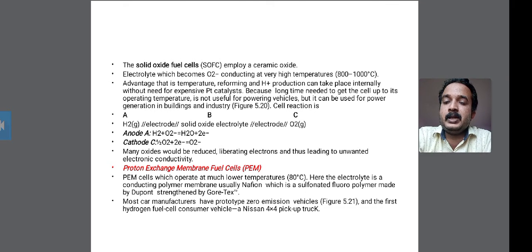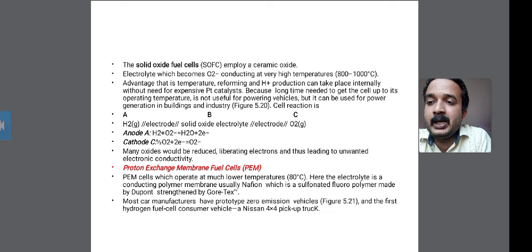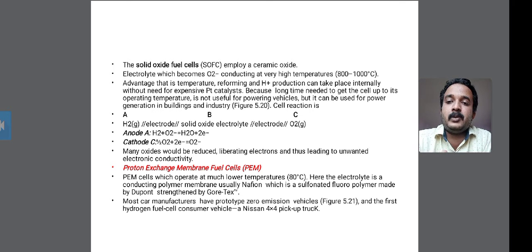The advantage is that high temperature reforming and H plus production can take place internally, without the need for an expensive platinum catalyst. It needs a long time to get the cell up to its operating temperature.